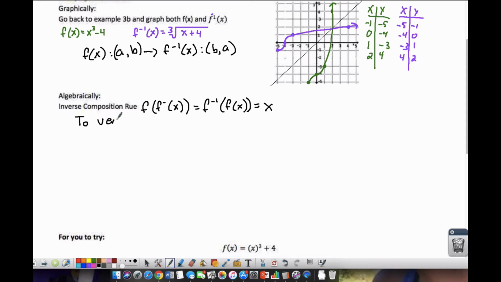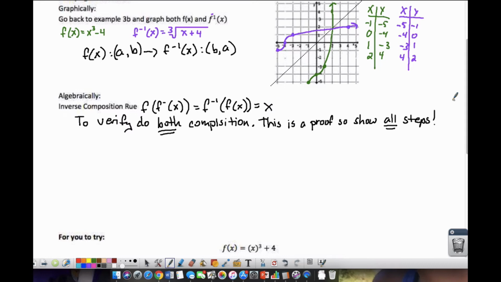To verify, do both compositions. This is a proof, so show all your steps. Okay, you need to show me all your steps. Every step you make actually has to be true mathematically, and we can't just make up math along the way to end up with x at the end.